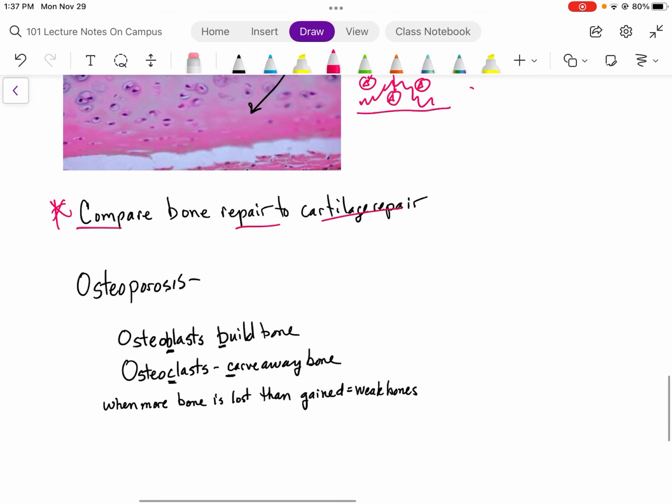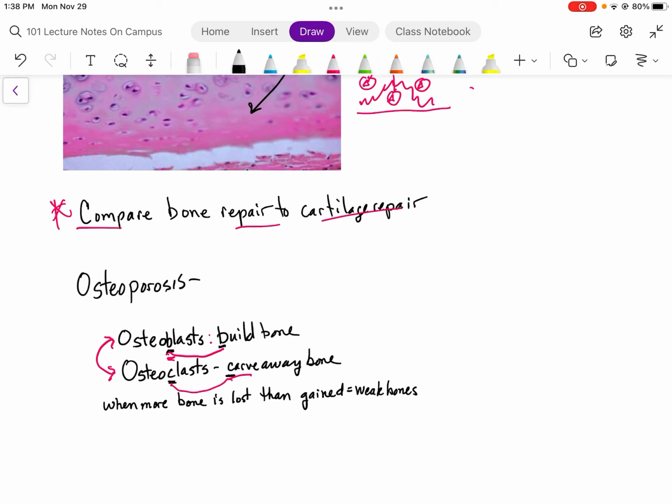Osteoporosis is a disease that occurs. There are two types of bone cells. I'm not listing them where they occur exactly, but there are two categories. One is an osteoblast, which has a B in it, which builds bone, and the other is an osteoclast, which I say carves bone away, but basically it removes bone. So it's easy to remember if you use the C for carve and the B for build, right? And when you carve away more bone than you build, then your bones become weak, and that's exactly what happens in the condition of osteoporosis.